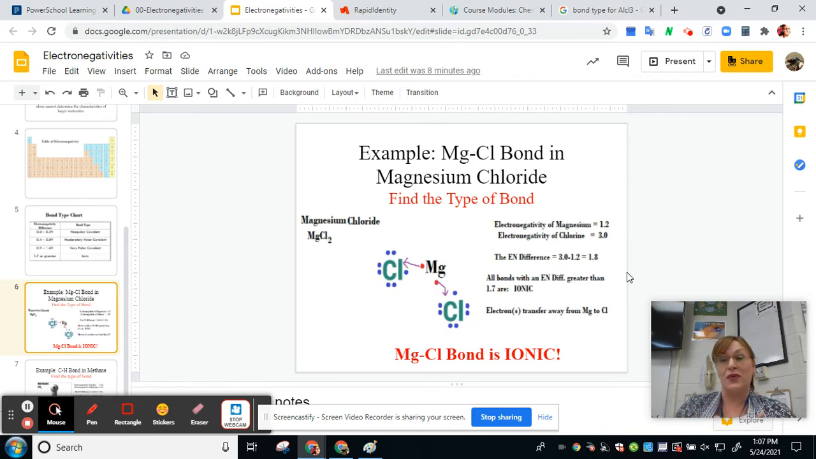So since that's a number bigger than 1.7, that tells me that this bond between magnesium and chlorine has got to be ionic. So this would be classified as an ionic compound, which we call salts. Now, you probably could have guessed that, because magnesium is a metal and chlorine is a nonmetal, and typically the bond between metals and nonmetals is going to be an ionic bond, and it's going to make a salt. So that shouldn't have been a surprise for you.